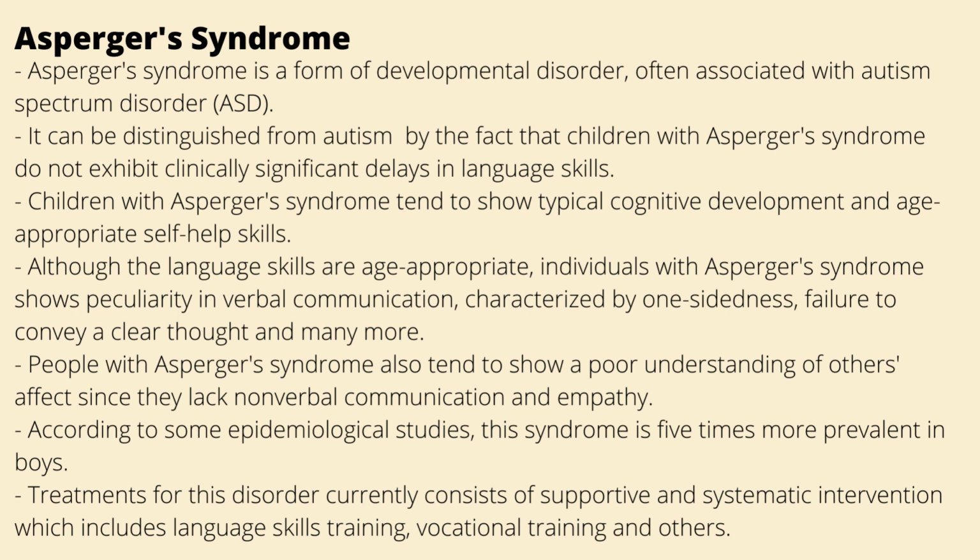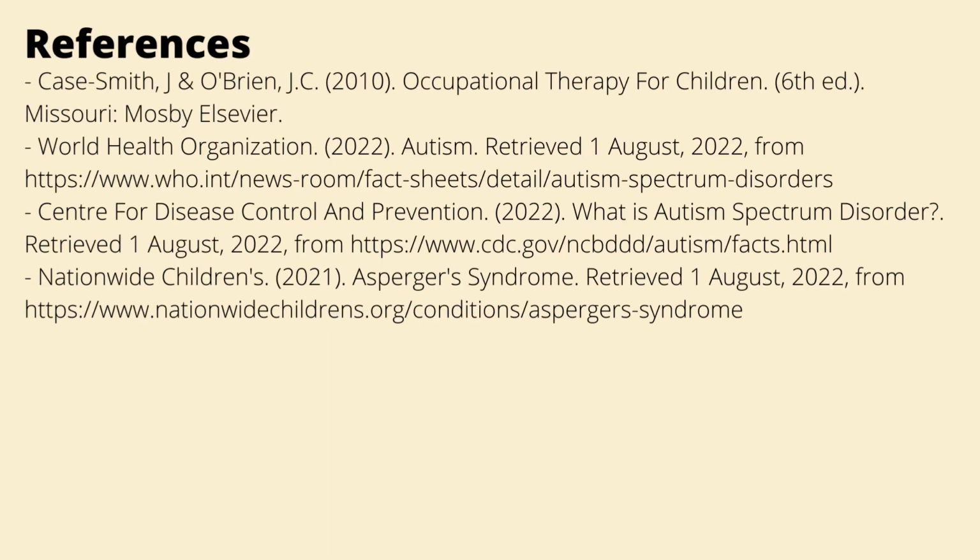People with Asperger syndrome also tend to show a poor understanding of others since they lack non-verbal communication and empathy. According to some epidemiological studies, this syndrome is 5 times more prevalent in boys compared to girls. Treatment for this disorder currently consists of supportive systematic intervention, which includes language training, vocational training, and others.